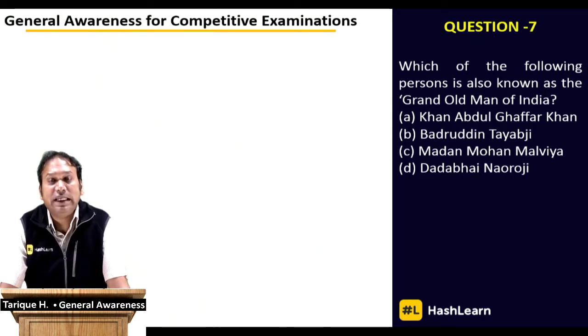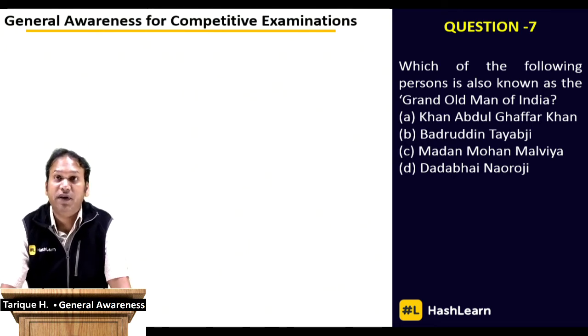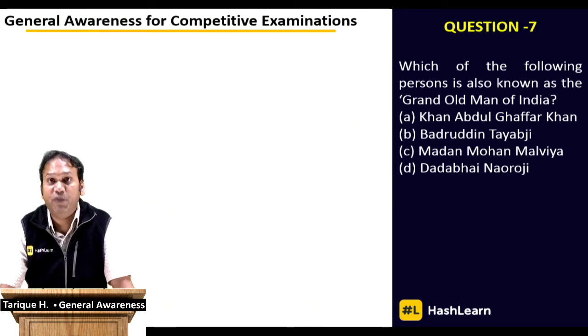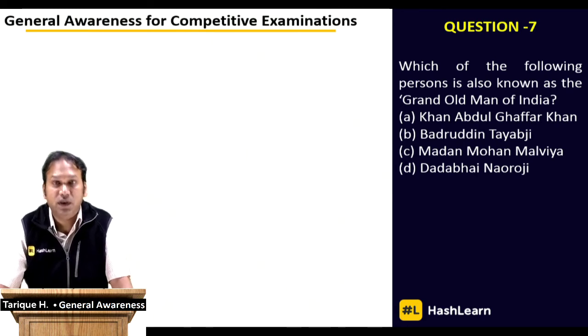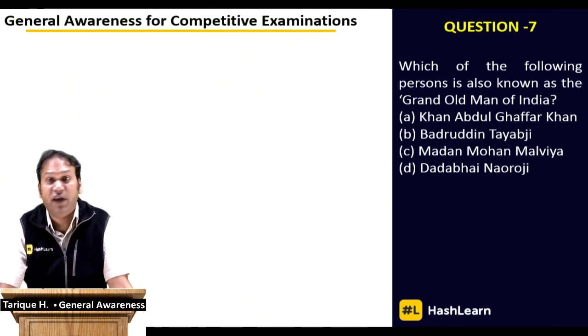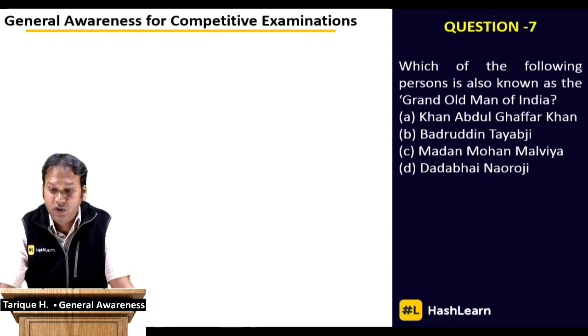Another type of question that can come from history, and that has often come from history, is questions based on titles. Different people of India were given titles during this entire Indian freedom movement and towards the early part of independence also. For example, Sardar Vallabhbhai Patel was given the title of the Iron Man of India. During the British time, the colonial rule of India, which of the following persons is also known as the Grand Old Man of India?